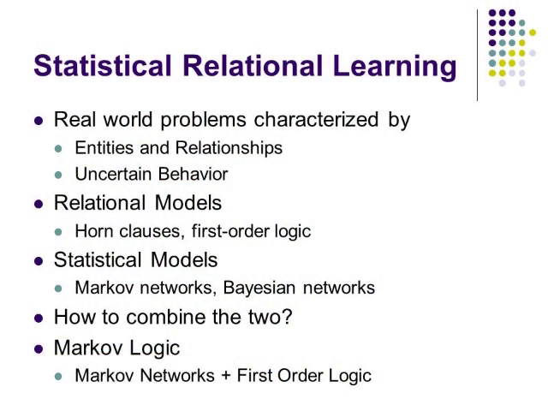So in general, this area has seen a lot of progress in the last 10 years. This area is called statistical relational learning. And why this name? Because essentially, if you think about real world problems, they are characterized by entities and relationships and uncertain behavior, right?